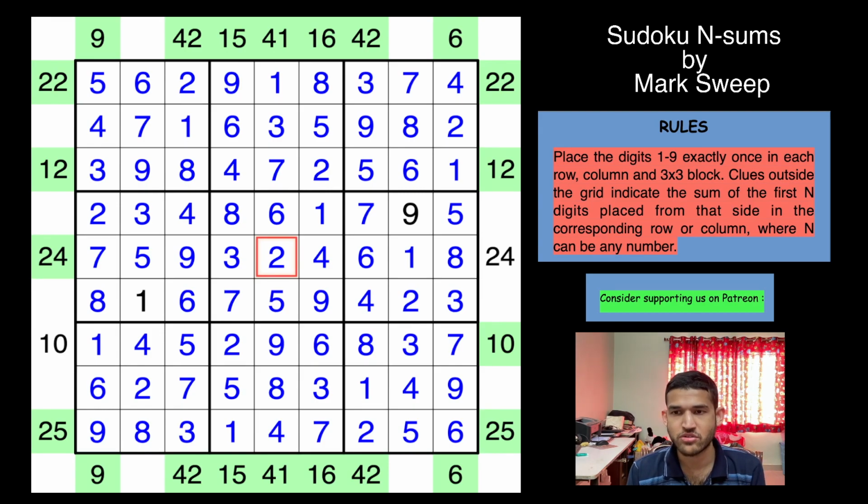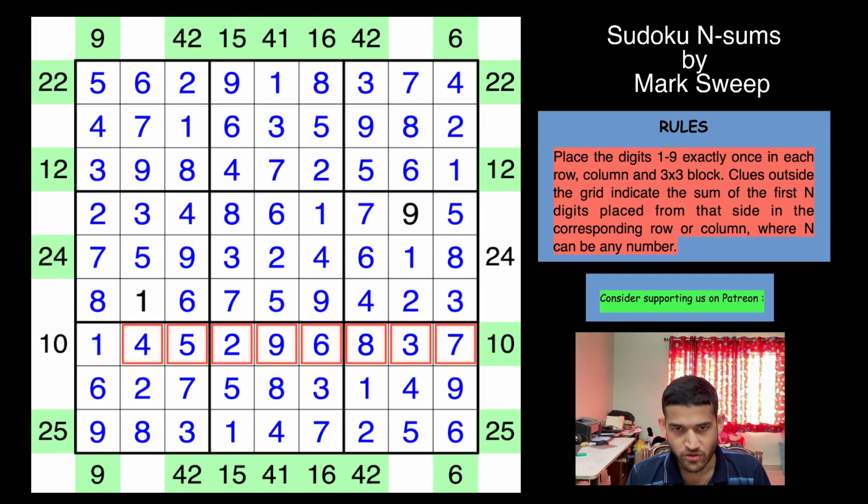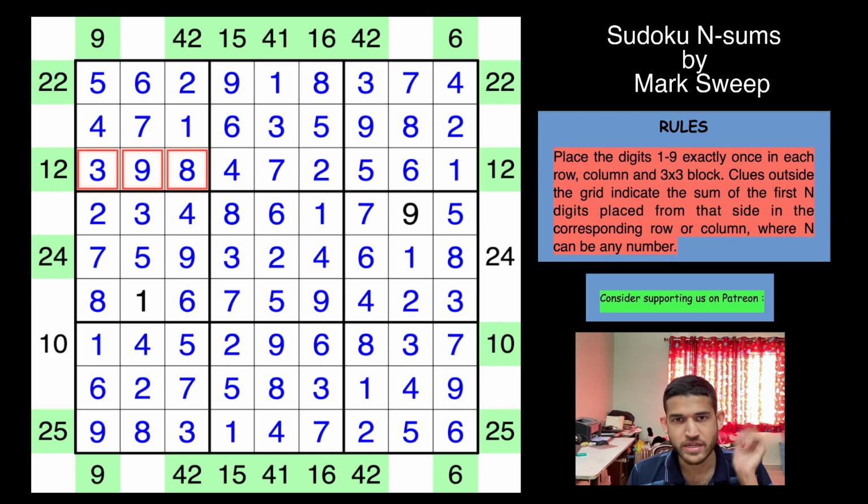Just a gorgeous Sudoku by Mark Sweep. Excellent deductions. The main deductions, I think, which drove this Sudoku were finding that this 25 is at least 6 cells long, which was the absolute main deduction, and then these 10 clues drawing the grid, and seeing that this 12 clue is at least 3 cells long, and then this coming into play was really important. So an excellent Sudoku to say the least.